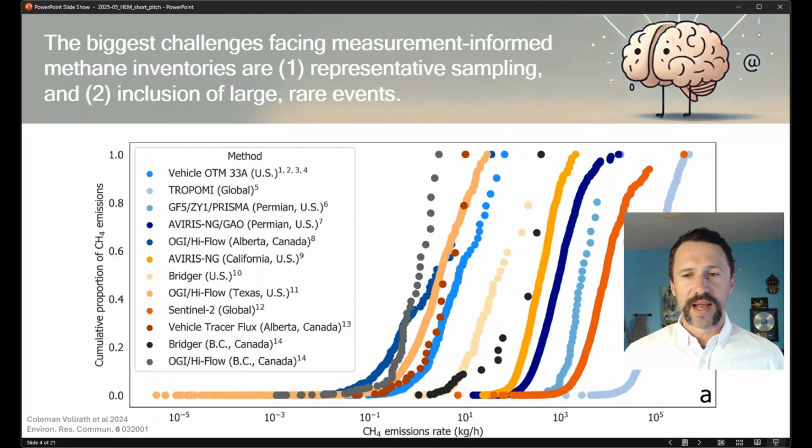To illustrate that, I wanted to look at this plot, which I really like, from Coleman Volrath and Chris Hugenholtz and their team, my former lab at the University of Calgary. They put this out in a recent paper. The reason I like this figure is that it really illustrates how using different technologies for measurement can often lead to different results. The first caveat I want to say is that this plot is not intended for an apples to apples comparison. It's just an illustration of how different technologies deployed in different circumstances can lead to different measurement outcomes.